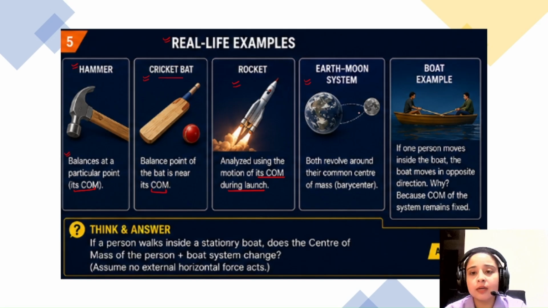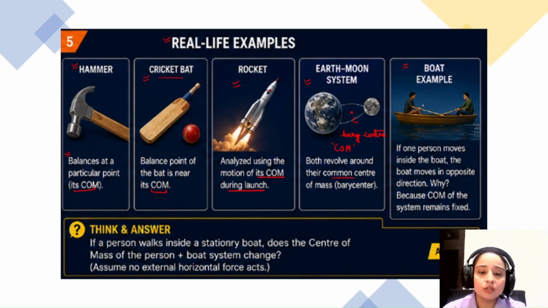You see, the earth and moon revolve around their common point, their common center, and that center is known as the barycenter, which is nothing but the center of mass. So even the earth and the moon revolve around a common point, and that point is nothing but a center of mass.